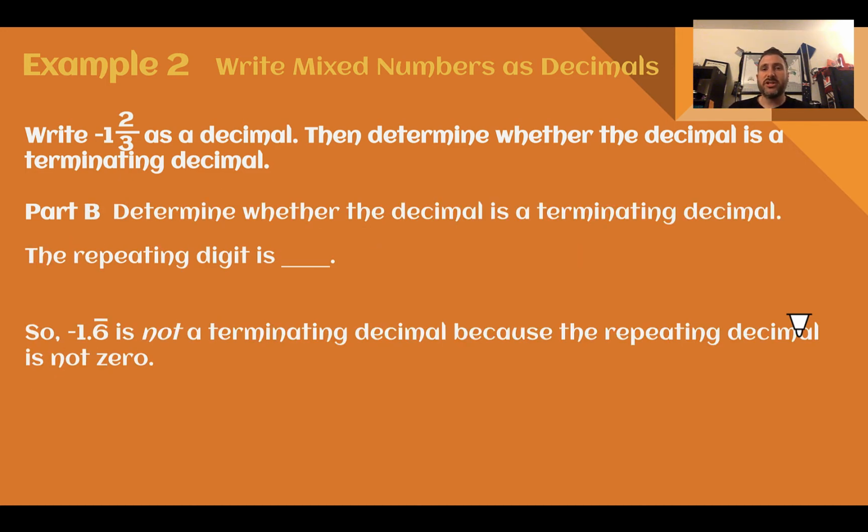Now, second part of this was determining, is it a terminating decimal? The repeating digit was 6. Because that digit is not 0, it is not a terminating decimal. In fact, it's a repeating decimal.